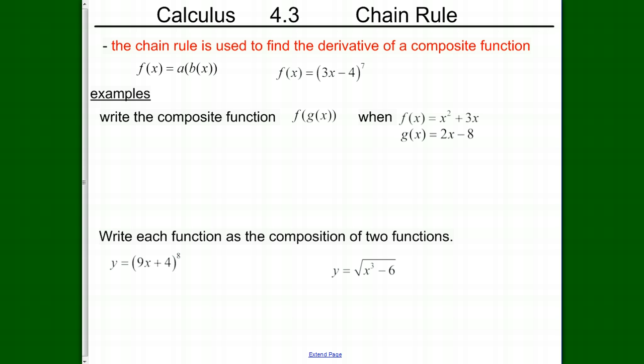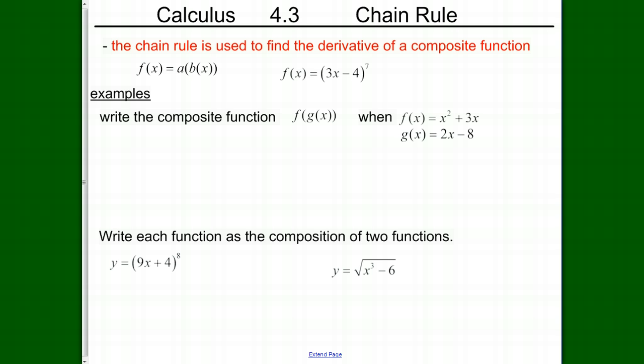What the chain rule is, like it says, it's used to find the derivative of a composite function. That's where you have one function that you plug into a separate function. Looking at this example right here, 3x minus 4 is a function, but that's being raised to the 7th power. So it's a function inside of another function. So what I want to start with is just some simple review of composite functions.